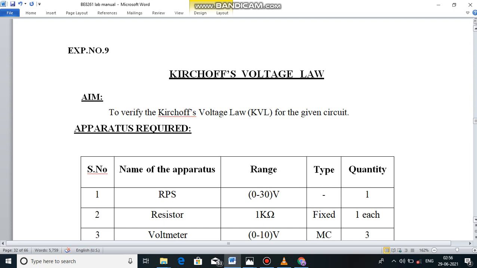In this video, we are going to see Kirchhoff's voltage law. The aim of this experiment is to verify KVL for the given circuit.